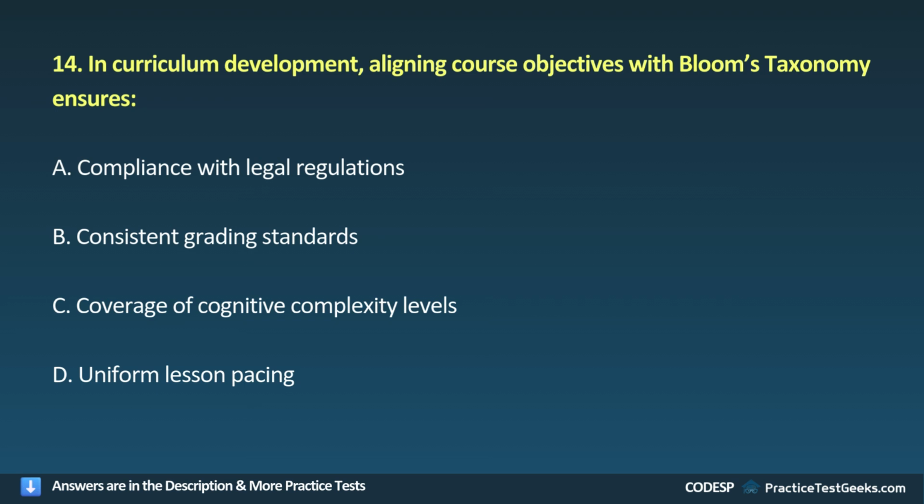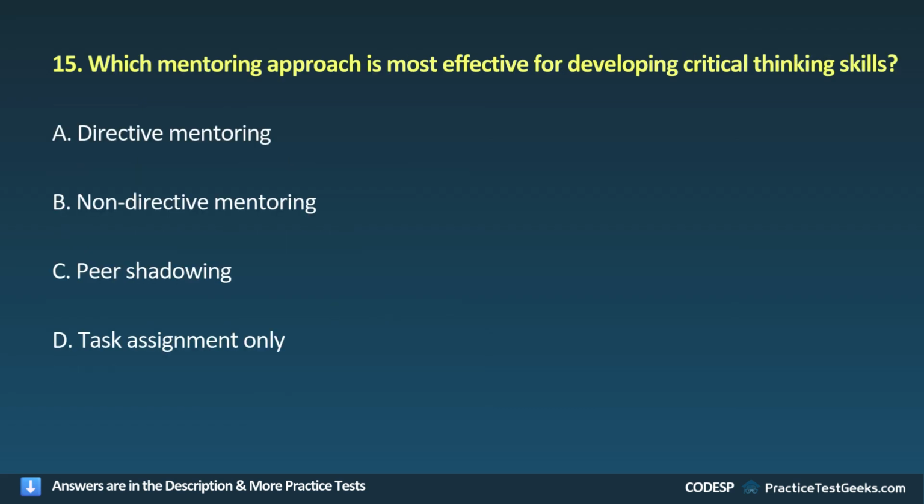14. In curriculum development, aligning course objectives with Bloom's taxonomy ensures A. Compliance with legal regulations. B. Consistent grading standards. C. Coverage of cognitive complexity levels. D. Uniform lesson pacing.